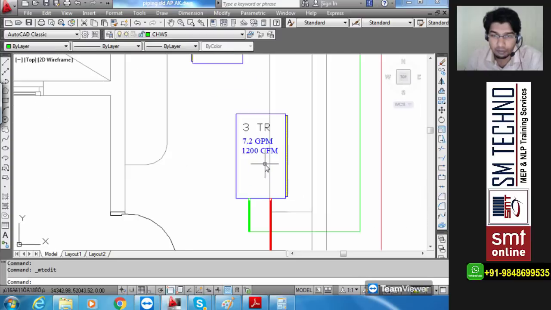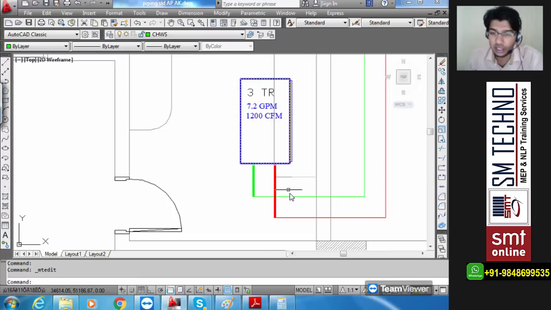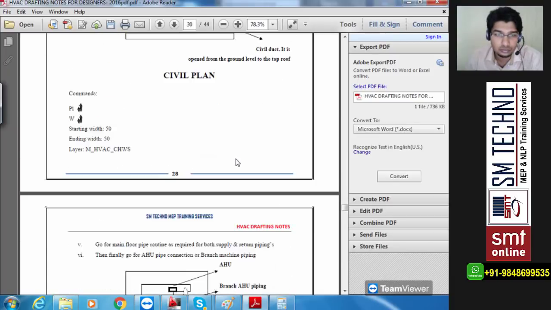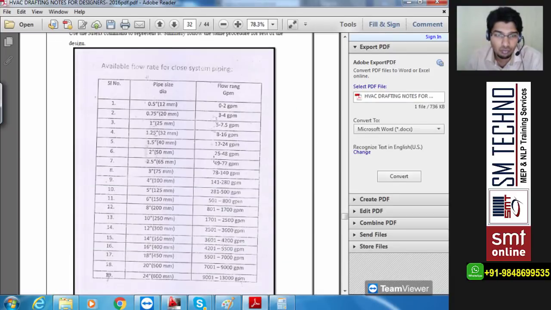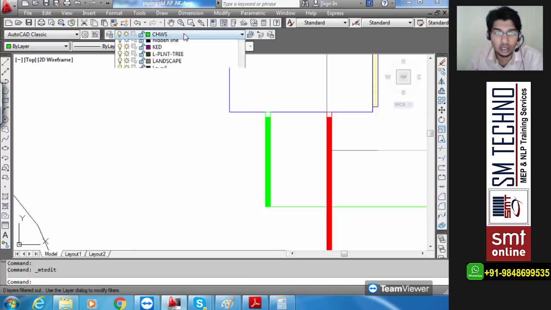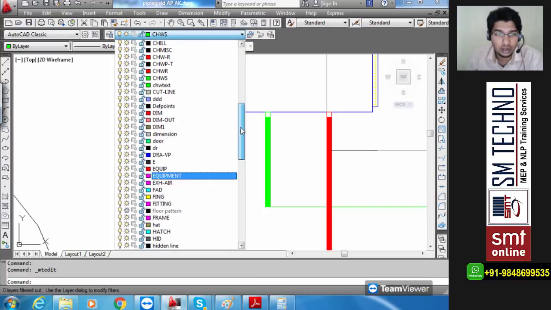Now coming back here, back to 3 TR, that is AHU4. 7.2 GPM. Tell me the pipe size. How much? 25 mm, right? That is 7.2. So what we are going to do is mark that, but with the diameter symbol for the two pipes. How we are going to do that means I'm going to change the layer.